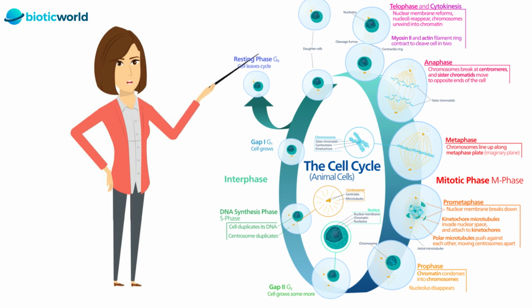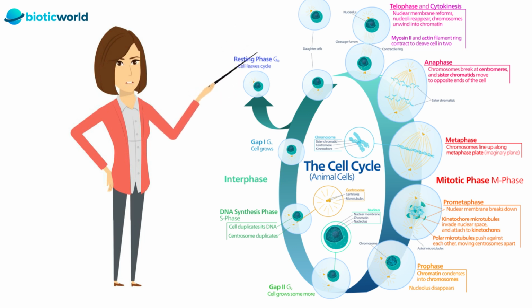Next we have the G2 phase. Cells grow some more and it takes nearly 4 hours. In this phase, you can see the nuclear membrane, the chromatin, and also the nucleolus here.